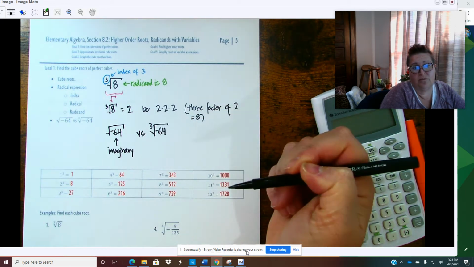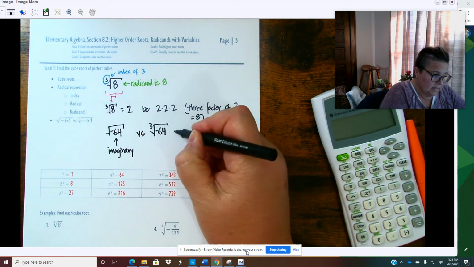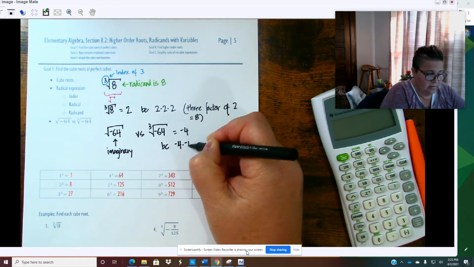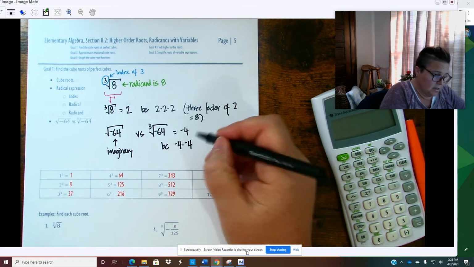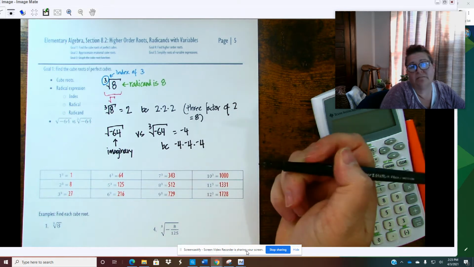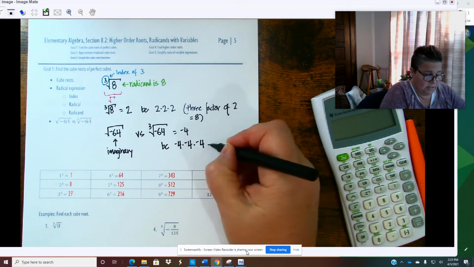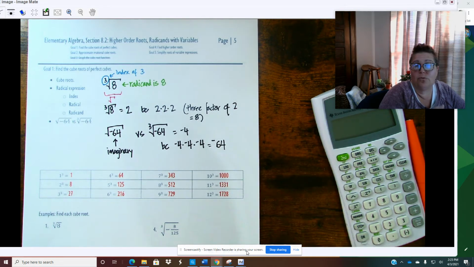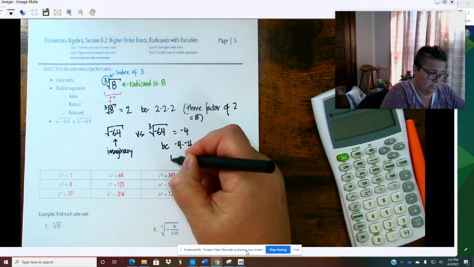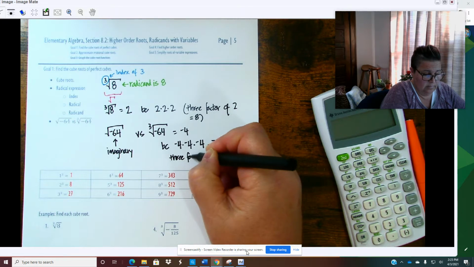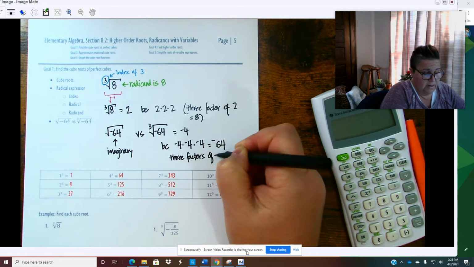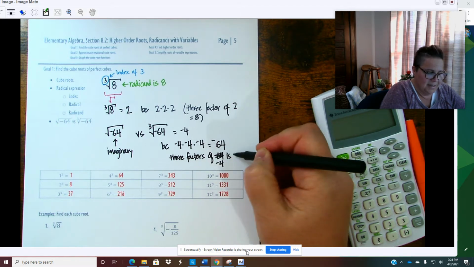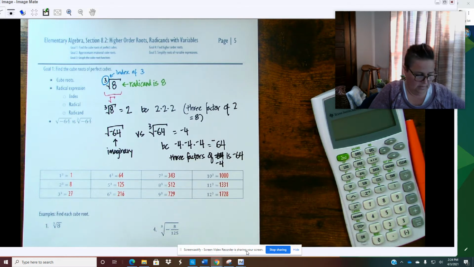However, the cube root of a negative 64 is a negative 4. Why? Because negative 4 times a negative 4 is a positive 16. But if I multiply that by another negative 4, I have a positive times a negative, which is a negative, and 4 times 4 times 4 is 64. So 3 factors of negative 4 is negative 64. There we go. Thinking ahead of myself.